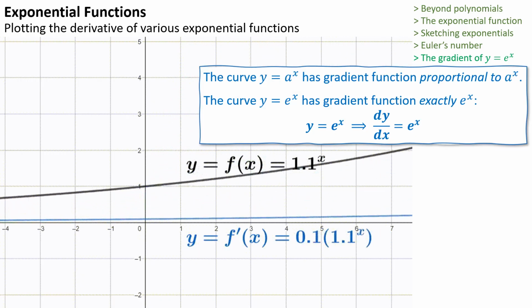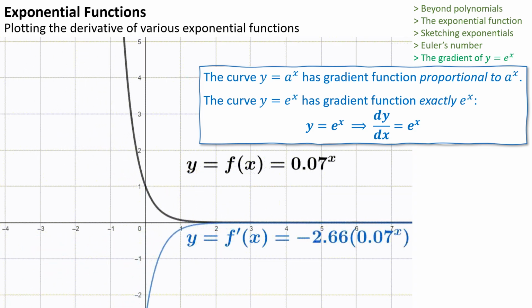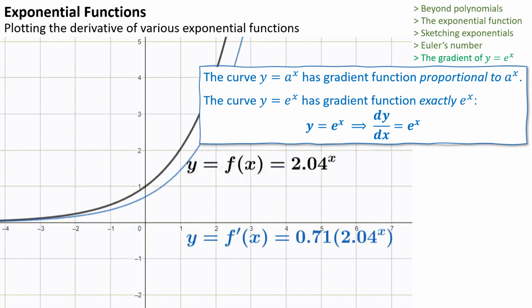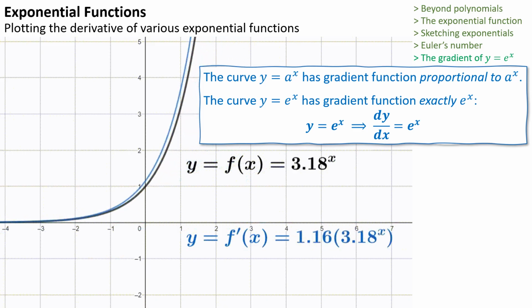So in general, we can say that y equals a to the x has a gradient function which is proportional to a to the x. That's already really useful. So the y equals 2 to the x function, its gradient function is related to 2 to the x.